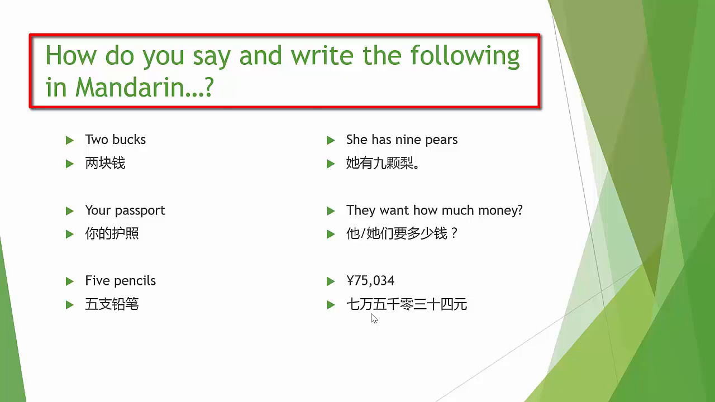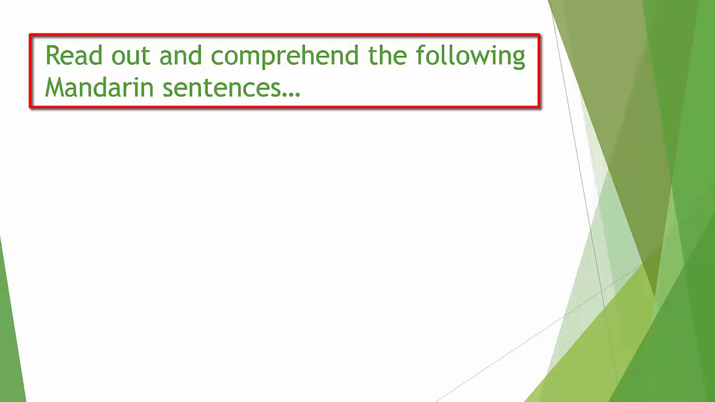So that's all the exercise for speaking and writing. And now please read out and comprehend the Mandarin sentence. Can you tell me what it means? It is who has 172 apples. 谁有172颗苹果?